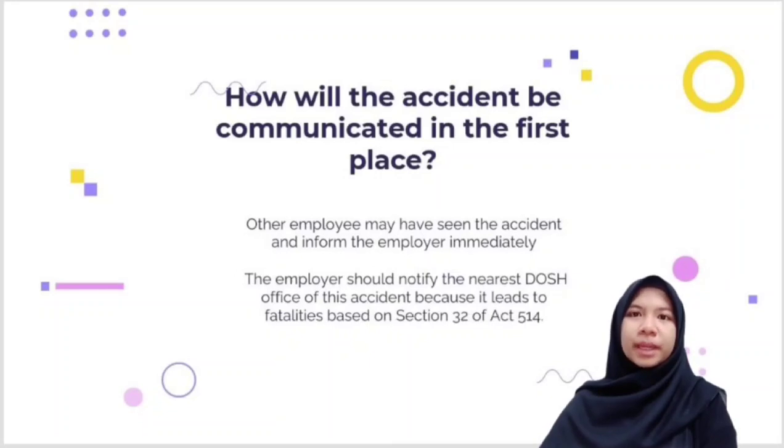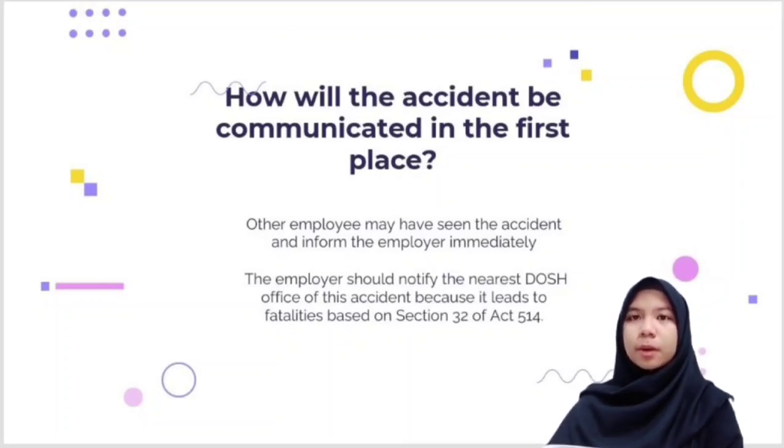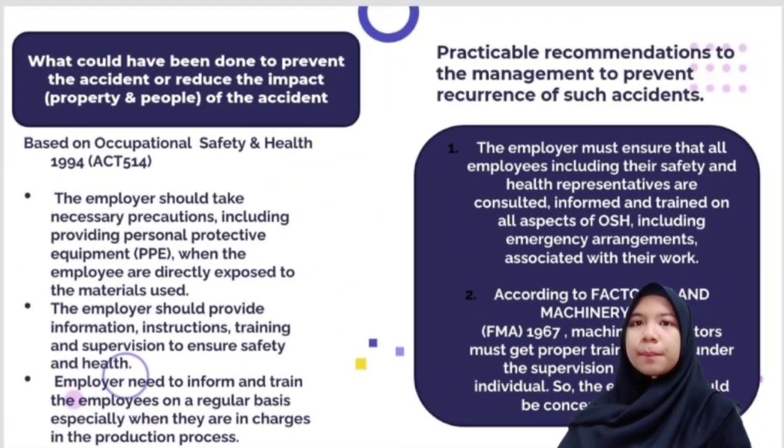Part D. Recommendation. How will the accident be communicated in the workplace? Other employees may have seen the accident and inform the employer immediately. Why must they inform the employer? It is because the employer is responsible to protect their employees from workplace-related risks, so the employer must take action when the accident happens.